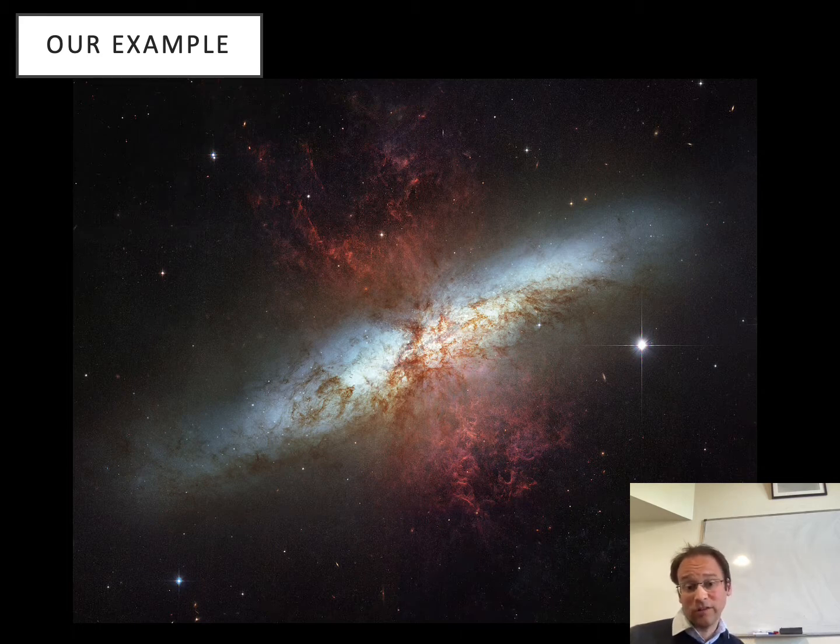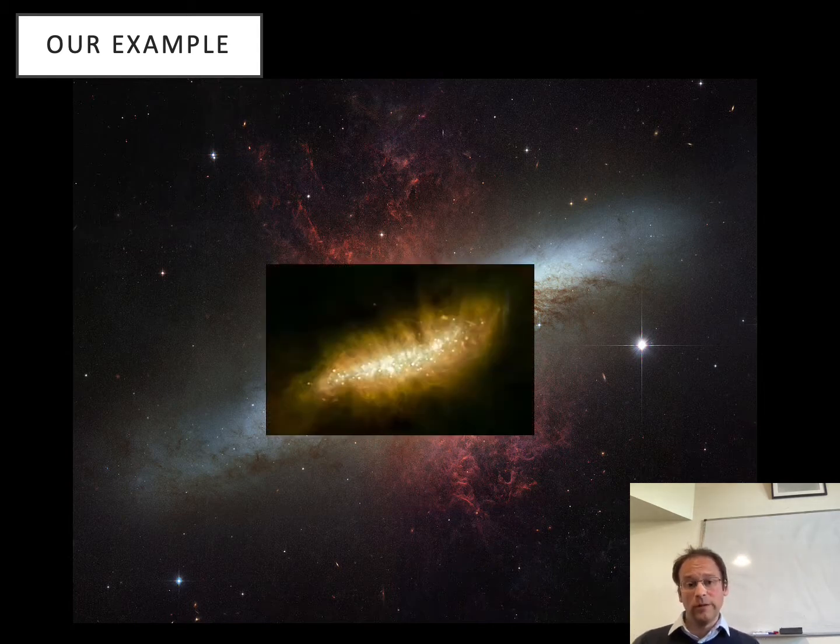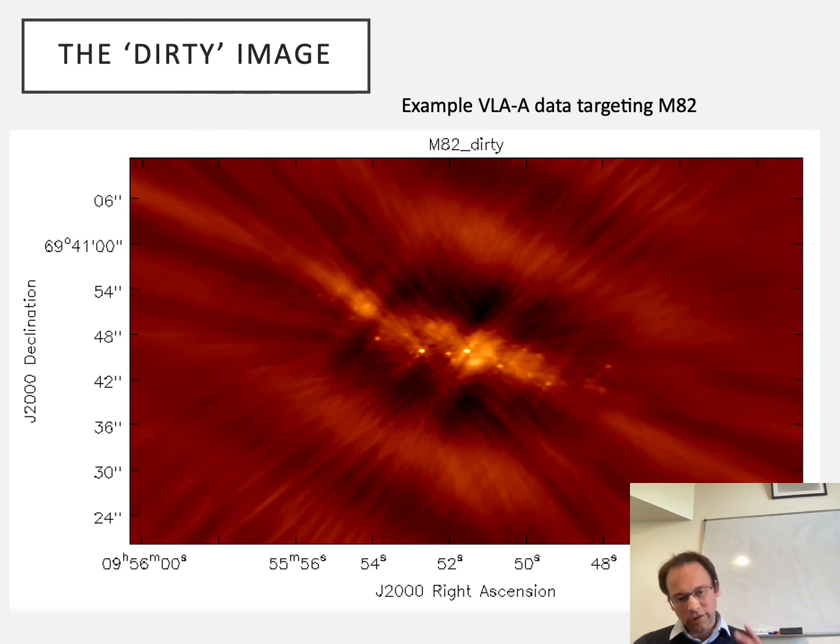Now, a starburst will generate a lot of radio emission through supernovae and through H2 regions, just star formation that occurs in this galaxy. And so this is what we see in the radio, and this is a beautiful image here. So how does one produce such a nice image from our interferometric data? And it's quite a complicated process. If you just look at the two-dimensional inverse Fourier transform of the visibilities, this is the sort of image you get. This is called the dirty image.